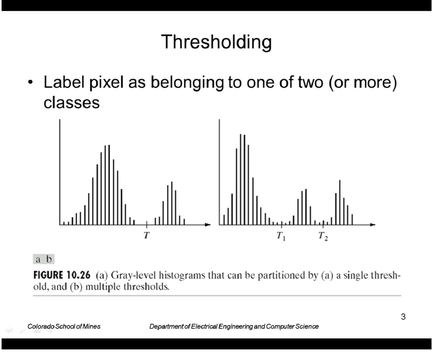This is an example of a histogram with two very separate modes, and we can find a threshold that would classify all the pixels less than the threshold as group 1 and all the pixels greater than the threshold as group 2. Or we might have a situation where we want to segment the image into 3 regions, in which case we would have 2 thresholds that would separate those pixels.